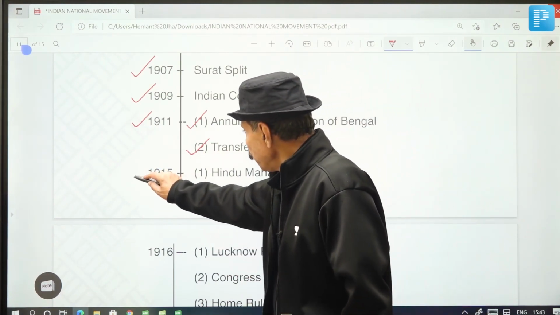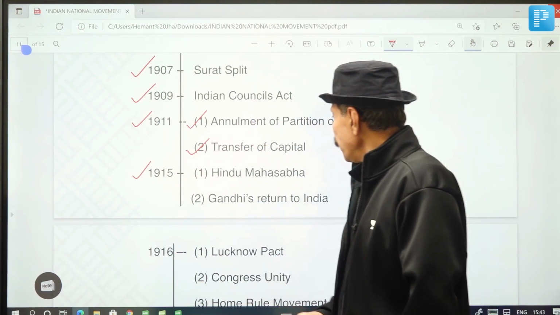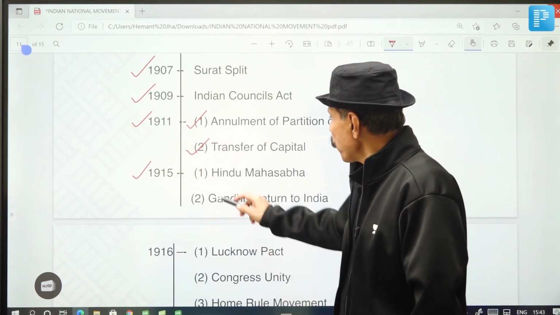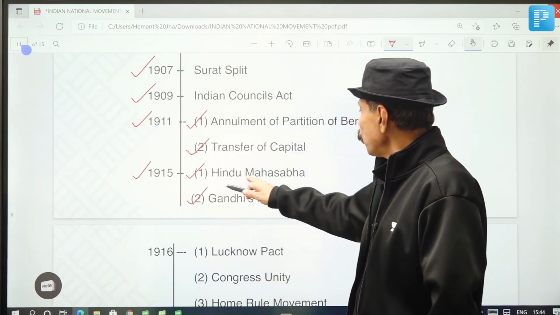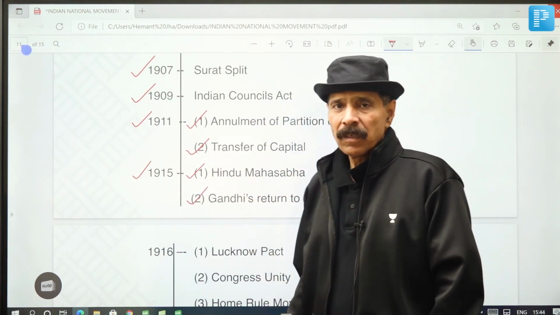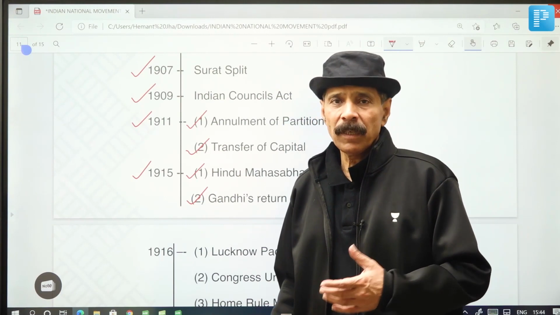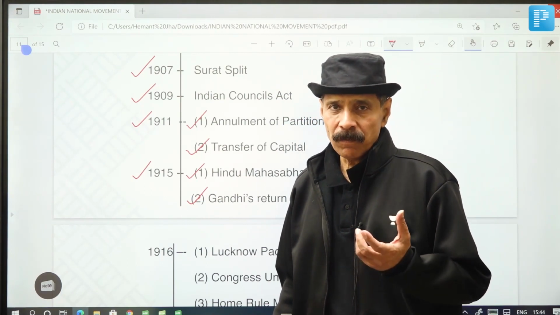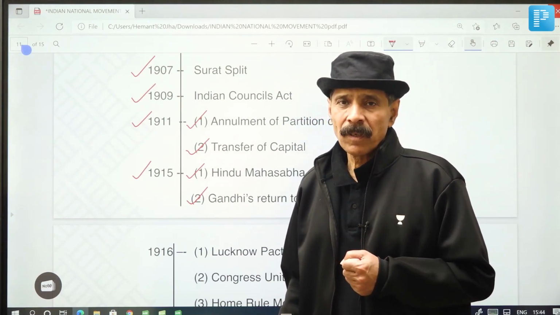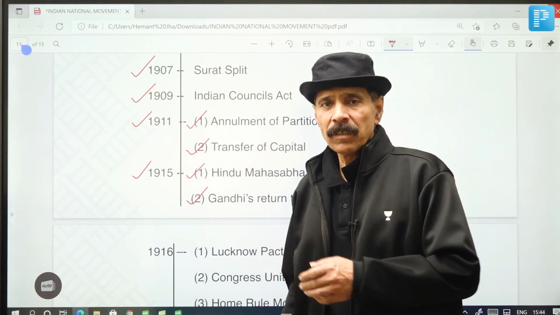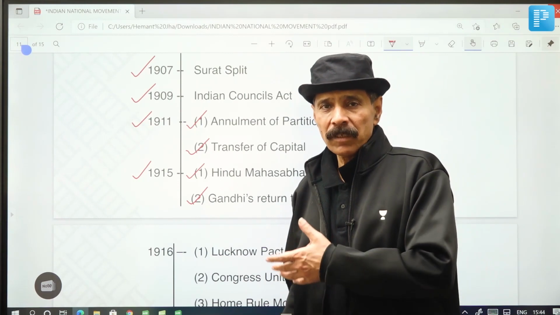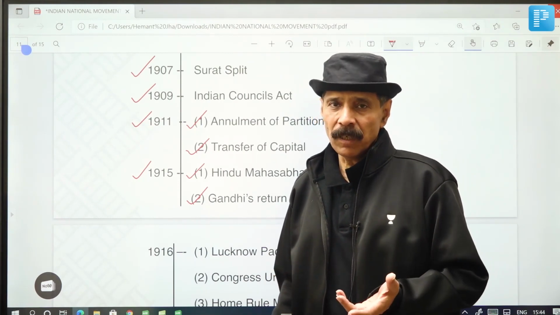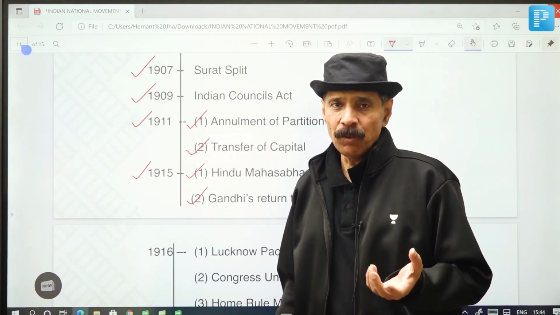Next is 1915. In 1915 also, 2 events. One, foundation of Hindu Mahasabha. And Hindu Mahasabha also claimed to represent the interest of the Hindus. Muslim League was already founded that claimed to represent Muslim interest. Hindu Mahasabha, another political party, claimed to represent Hindu interest.